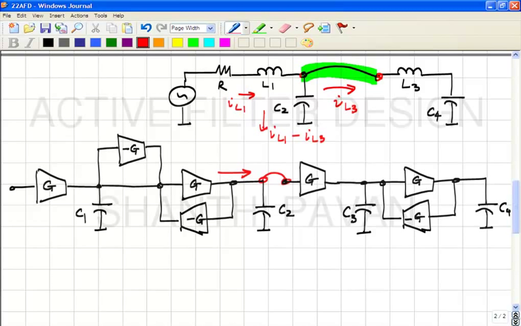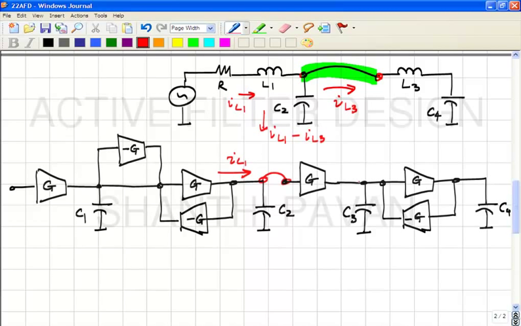IL1, which is G times VC1. Correct? Alright. Making the connection from the output to the input of the next stage does not violate that, as we have it. Is that clear? What we need to do is subtract from C2 a current which is IL3. Okay. So, any suggestions?